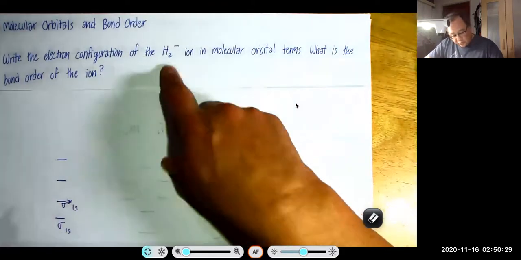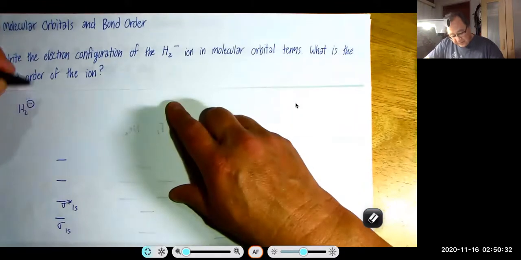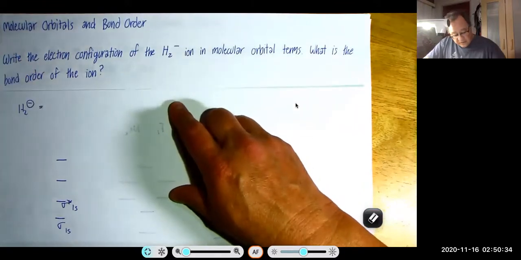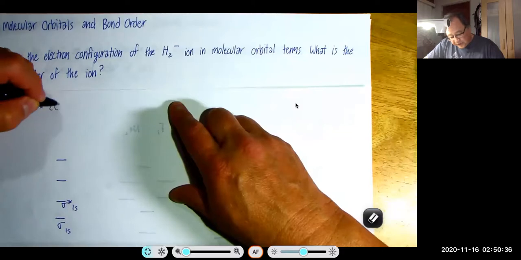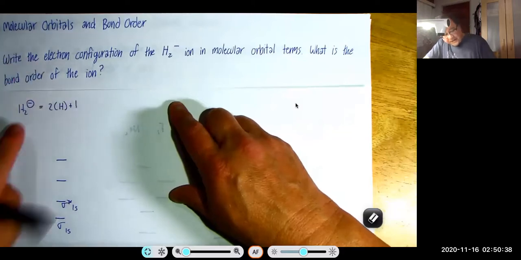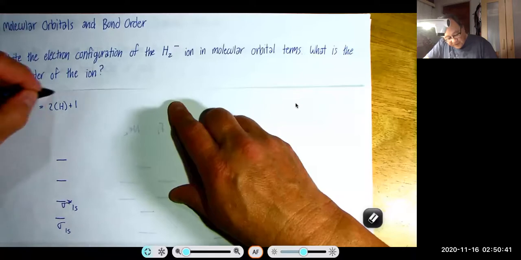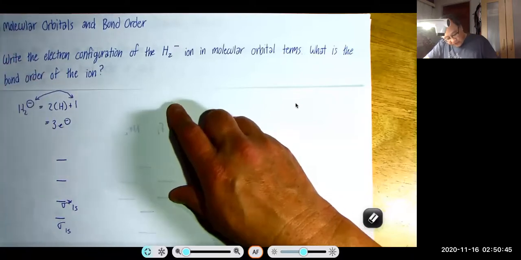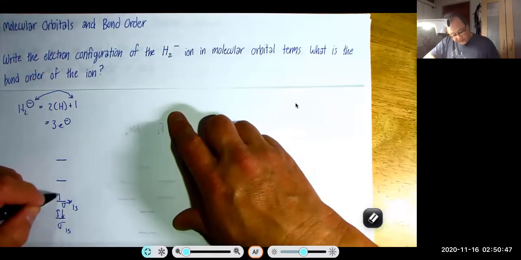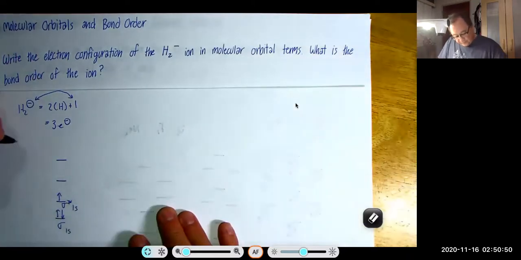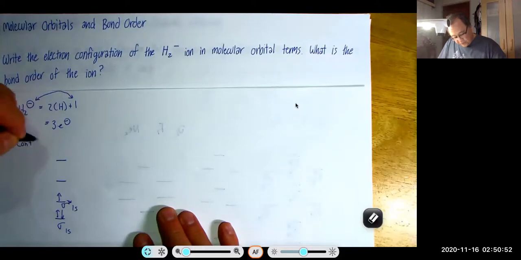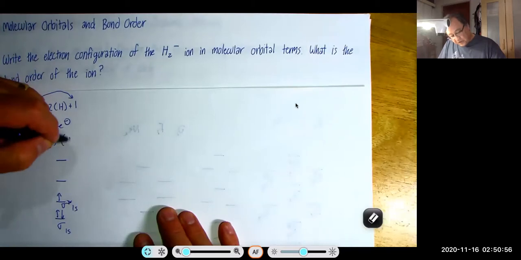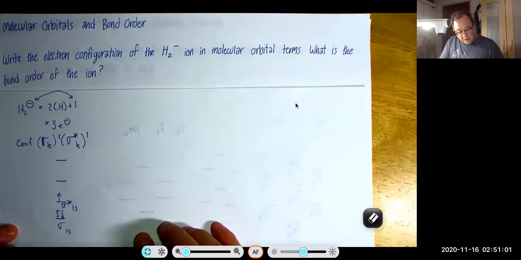So with H2 minus, how many valence electrons are you going to have? Well, you're going to have 2 hydrogens plus an electron for that negative charge. So you're actually going to have 3 electrons that we need to put in here: 1, 2, 3. So the configuration is going to be sigma 1s2, sigma star 1s1.